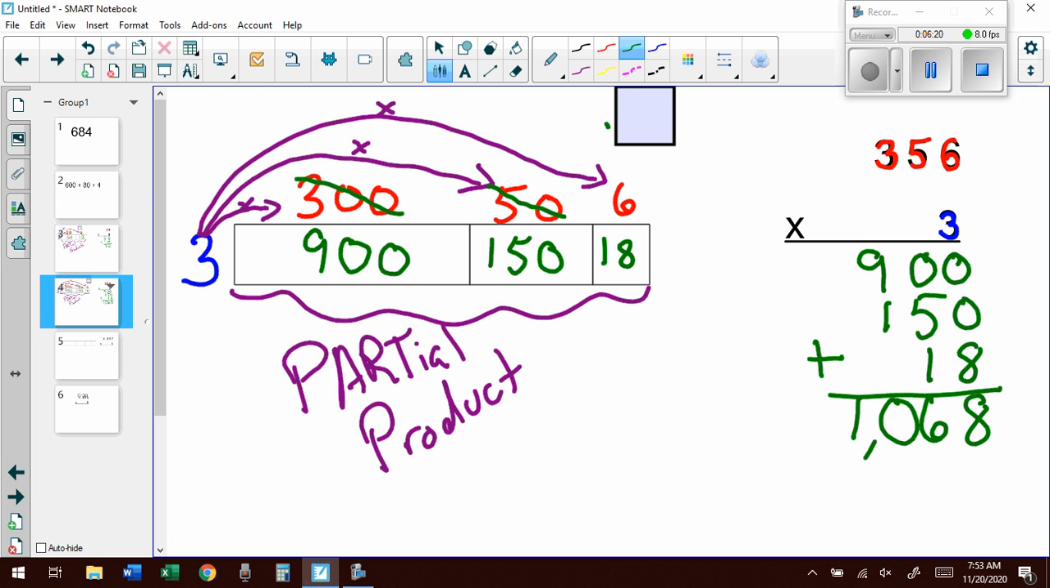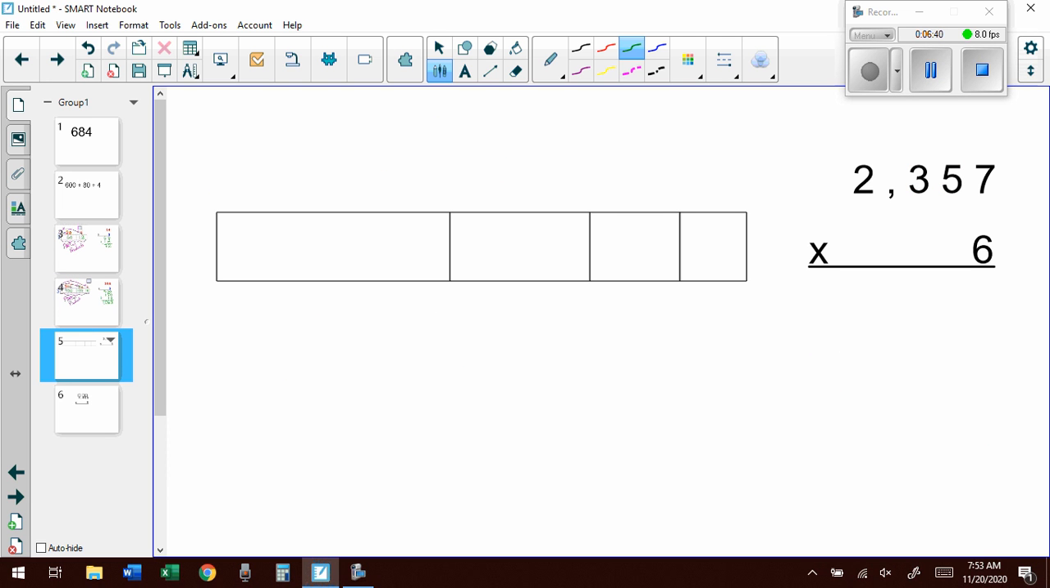So we laid it all out in an area model. We "yachad" 356 into 300, 50, and 6. We multiplied each one by 3. 3 times 300, 3 times 50, 3 times 6. And we found our partial products, and all we had to do at the end was add them up. And we're going to do one more using the area model.